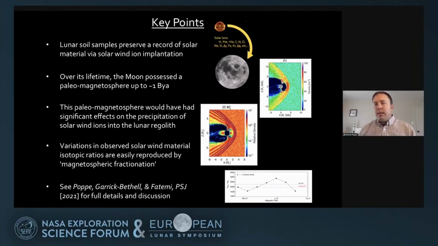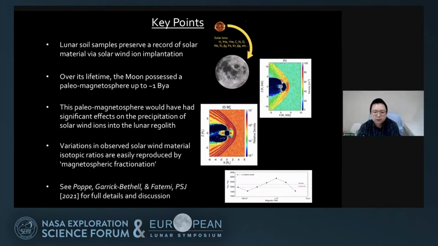Yes, absolutely. That's an excellent question. And in the paper, I actually have a couple plots of what the latitudinal precipitation fluxes look like. So you get precipitation concentrated in the cusps. You sometimes get belts of precipitation caused by these trapped particle regions. So the answer is yes, you get very inhomogeneous precipitation on the surface. There's lots more details in the paper, but that's a good point.